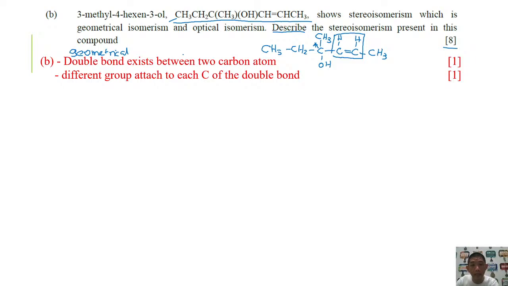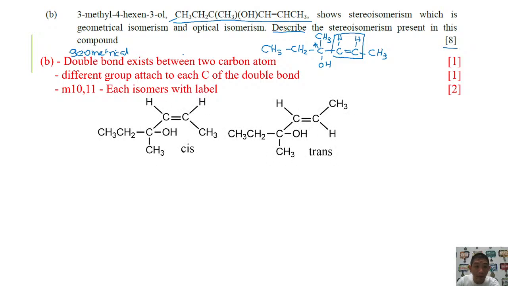Okay, and then after you describe, definitely you would like to draw out the cis and trans isomer. So you draw out CH3 CH like this. You must make sure that it is drawn exactly at the carbon to carbon bond. Now if you are good in expanding the formula like I showed you here, you can choose to draw your structure like this, no problem.